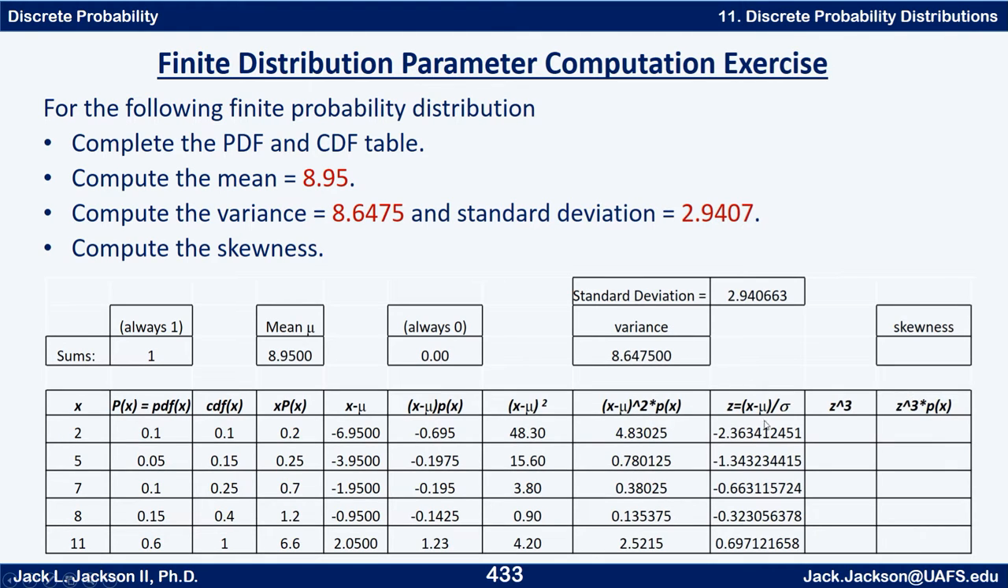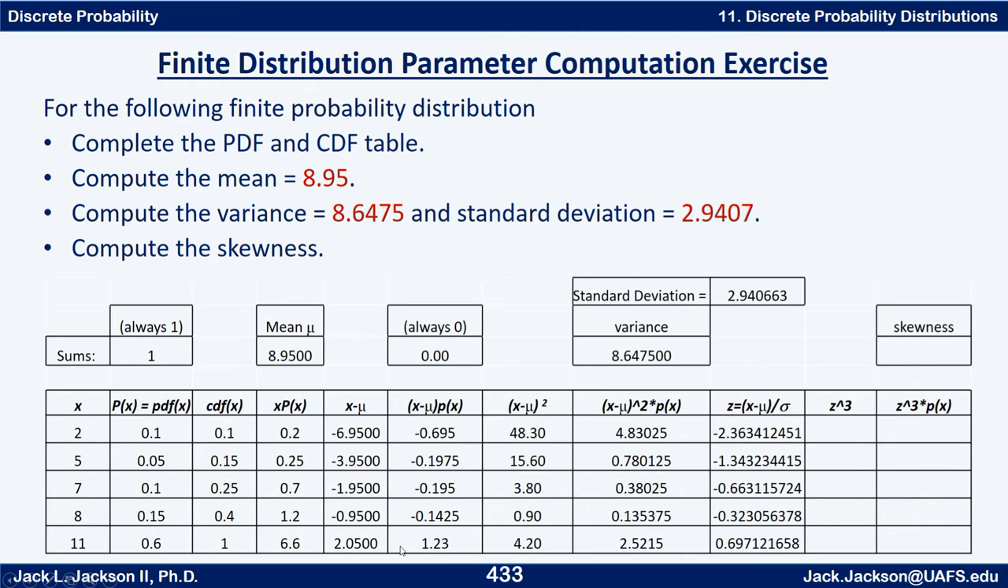Okay, so here's how the skewness works. We need to find z-scores for all of these. So now that we have a mean and a standard deviation, we can do x minus the mean, so that's this column right here, the negative 6.95. Take that and divide by the standard deviation. So we're basically taking everything in this x minus mu column divided by the standard deviation of 2.940663, and we get these values here, which are z-scores.